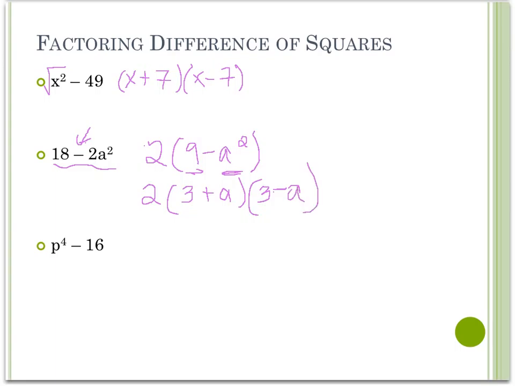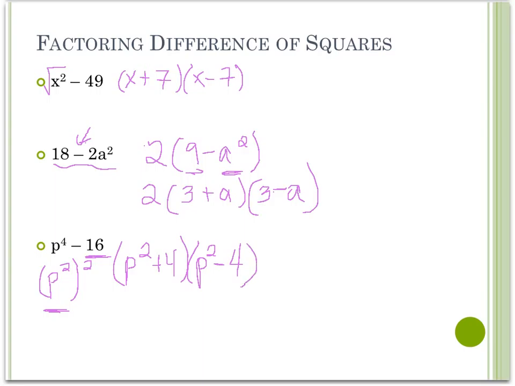This last one here might take us a little bit. P to the fourth minus 16. Well, 16 is definitely a square, and there's our subtraction. But p to the fourth, what we need to do is recognize p to the fourth as p squared raised to the second power, squared again. So if p squared then is the square root of p to the fourth, we would have p squared plus 4 times p squared minus 4.